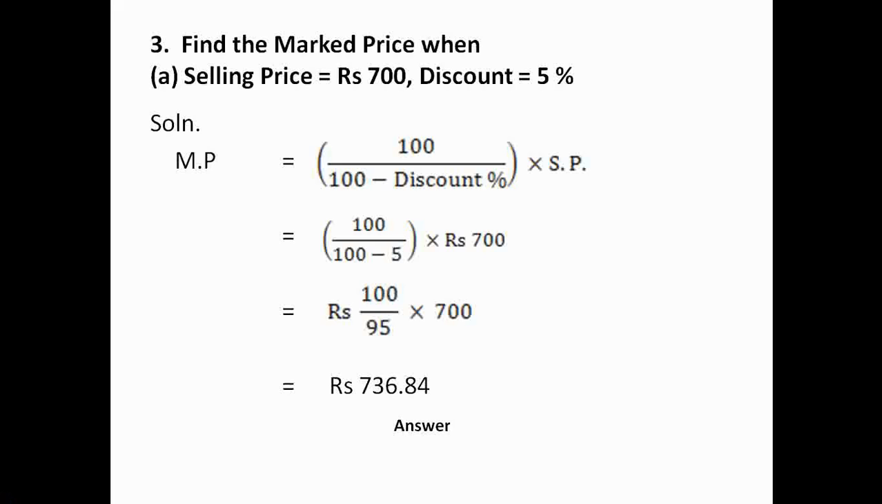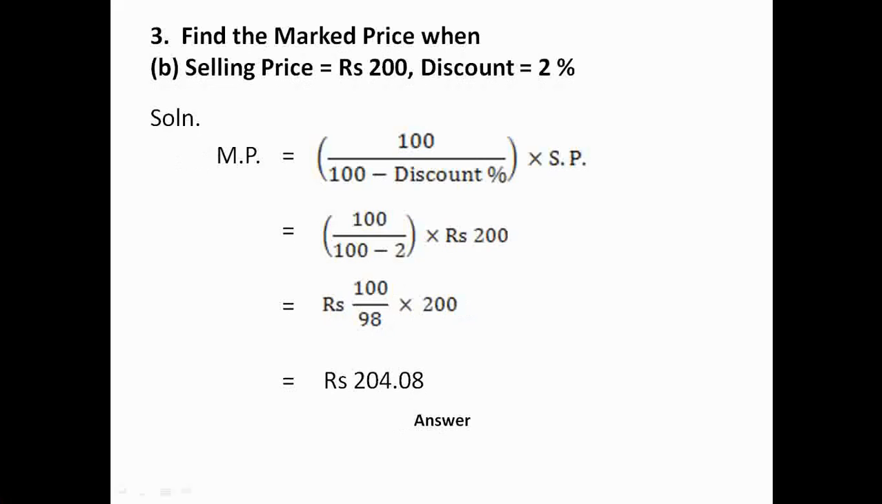Then you do the calculation, multiply, then you divide, you will get the answer rupees 736.84. That means 736 rupees and 84 paise was your mark price. After the discount, the selling price has become rupees 700. Okay, students, come to the next question.